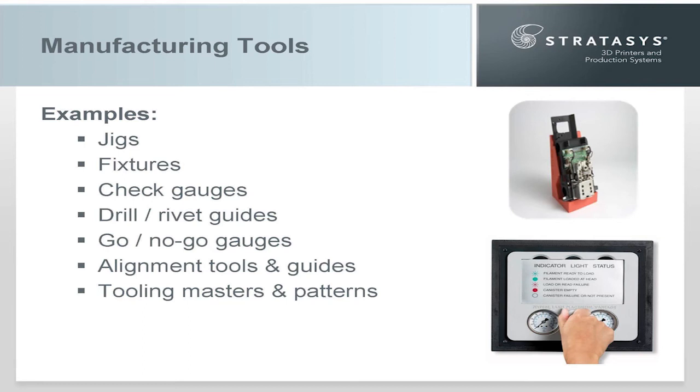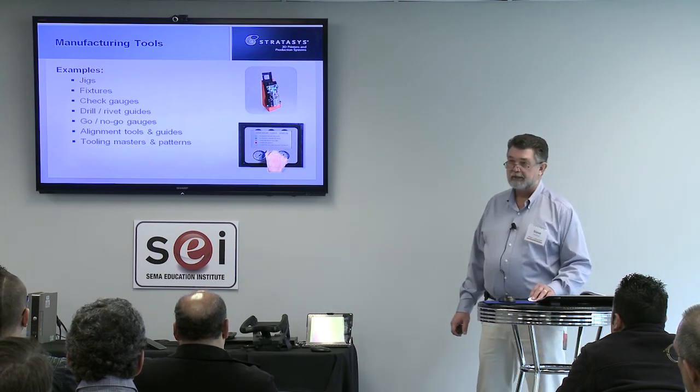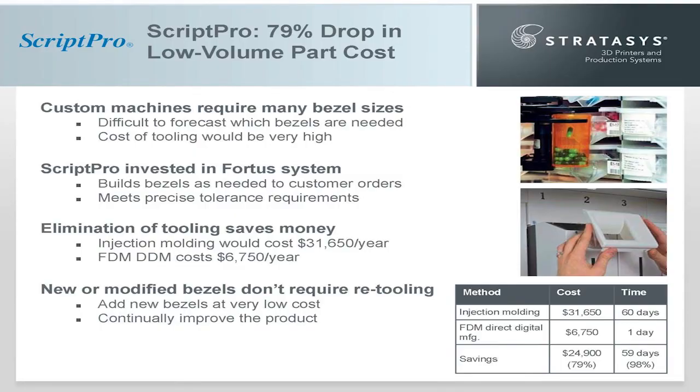Manufacturing tools, some examples: jigs, fixtures, chuck gauges, drill and rivet guides, go, no-go gauges, alignment tools, guides, tooling masters, patterns. You know, anywhere there's assembly, I'm sure there's a use for fixture tools. Last is an end-use part, Script Pro. Script Pro builds automated pill dispensing systems. The bezel that accepts the vial for the pills at Script Pro, all of those were manufactured to precise tolerances and to accept one vial size.